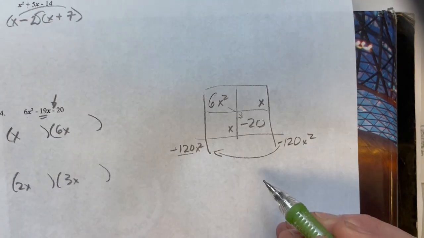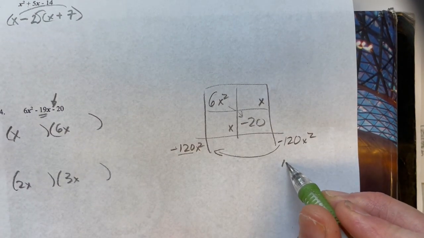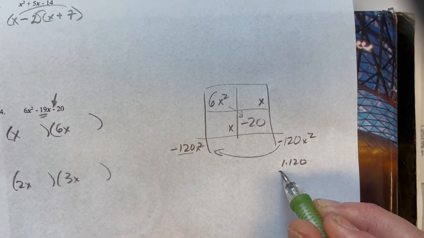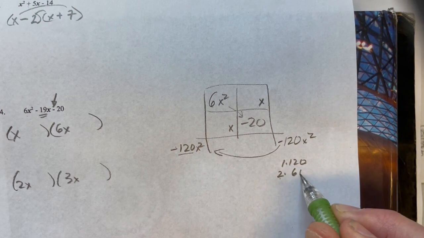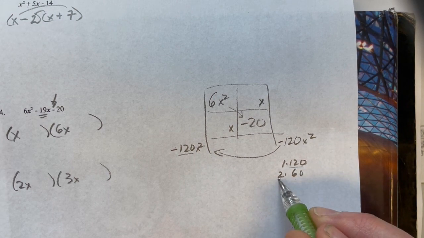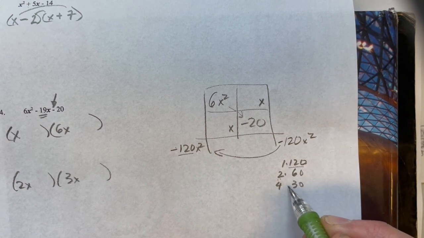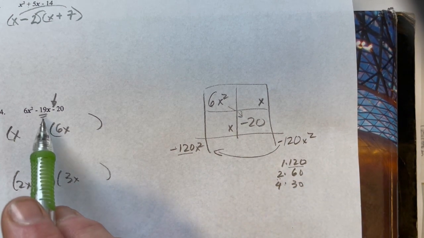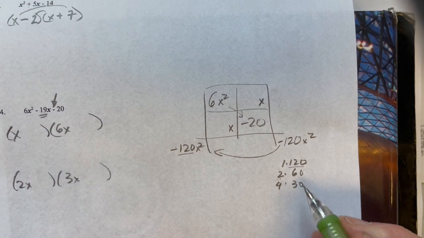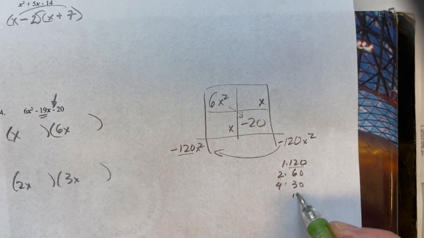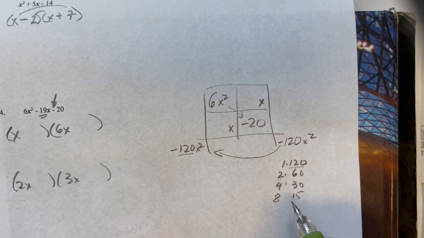You just need to be systematic and say, okay, 1 times 120, 2 times 60. If I can cut that in half, I can double the other. I can cut 60 in half to 30 and double the 2 to 4. And what am I trying to do? I'm trying to subtract to make 19. If I cut this in half, I get 15, and I double that, I get 8. That's not going to work.